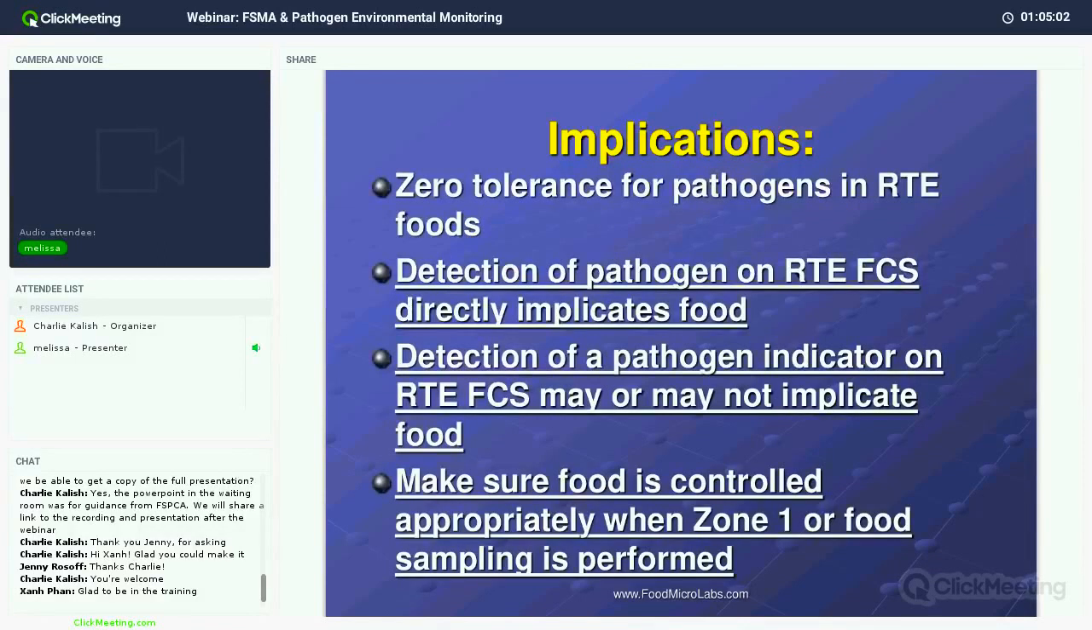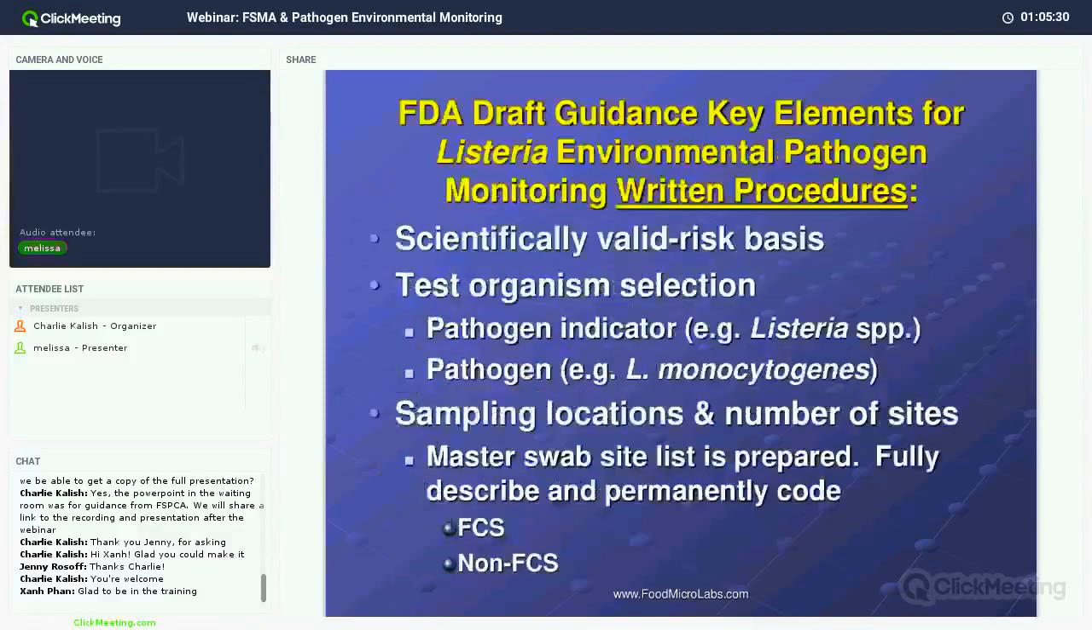So, again, we said detection of a pathogen on a ready-to-eat food contact surface implicates the food. Detection of a pathogen indicator, so not a direct pathogen but an indicator, which we'll talk about, on a ready-to-eat food contact surface may or may not implicate the food, and that needs consideration in the plan as well. We need to make sure food is controlled appropriately when zone 1 or food itself is sampled, so that we don't have a potential for a recall on our hands.